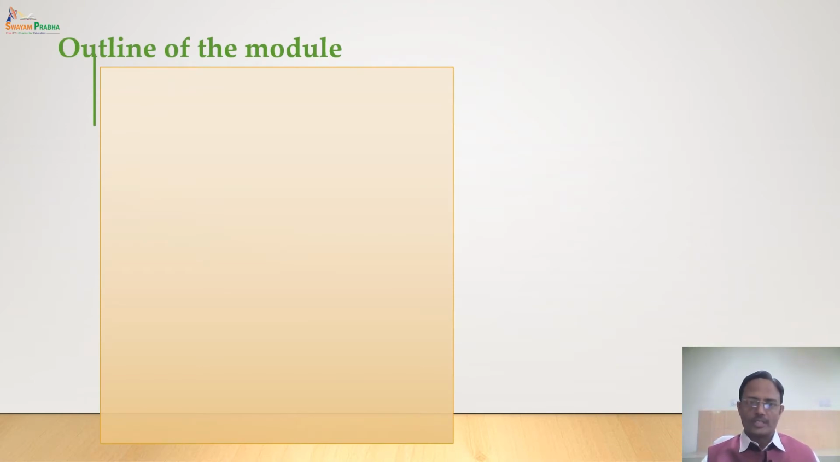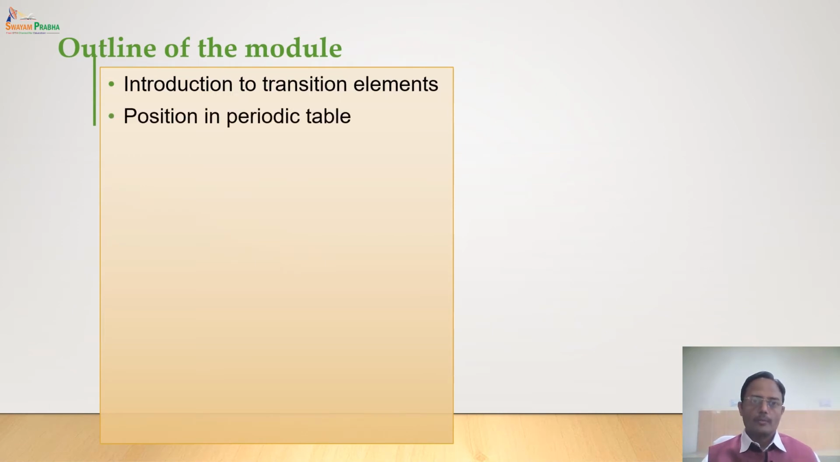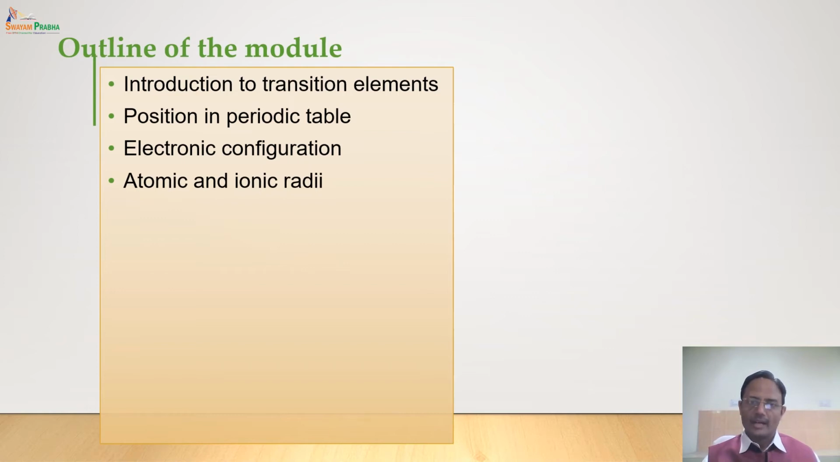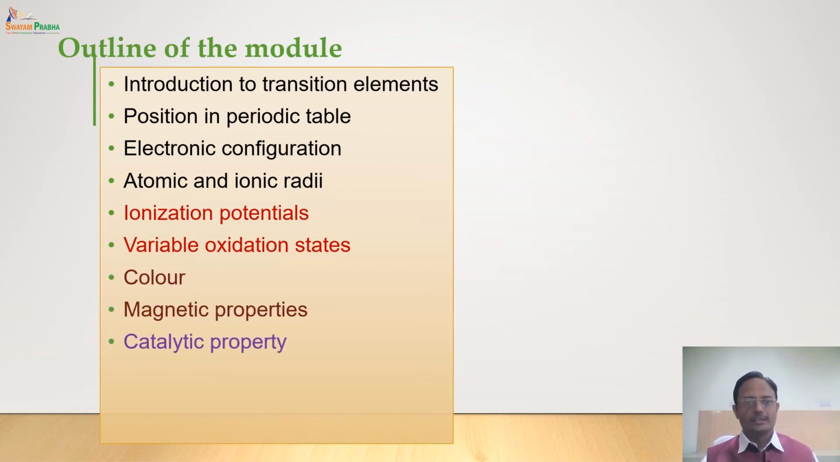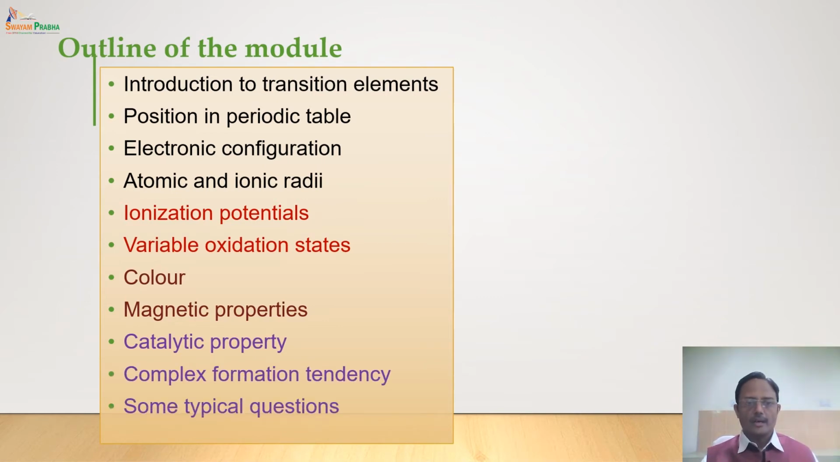The outline of this module is: introduction to transition elements, position of the transition elements in the periodic table, electronic configuration of 3d series elements, atomic and ionic radii, ionization potentials, variable oxidation states, colors, magnetic properties, catalytic property, complex formation tendency, and some typical questions based on all of these topics.